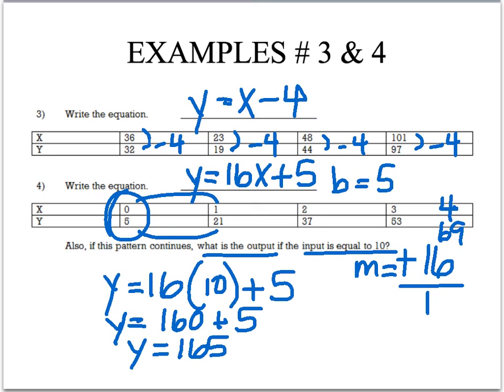So that is your notes for finding the function rule. Each of these are linear equations, and so they are functions.